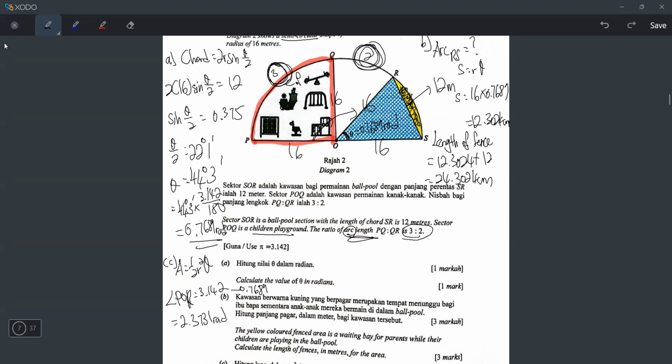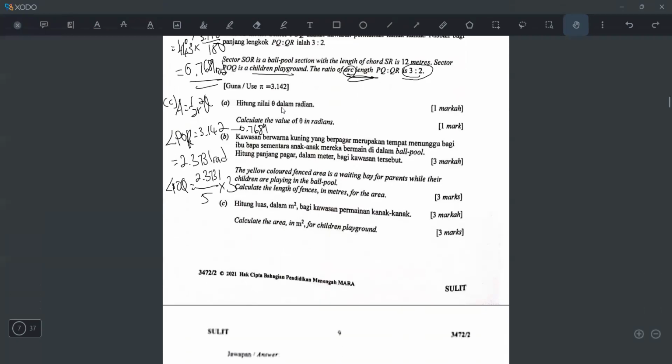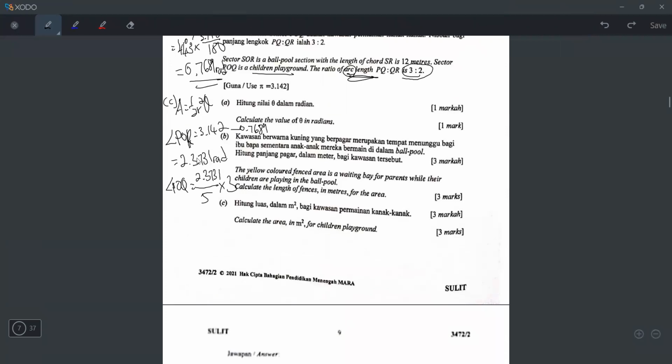But I want POQ. So if I want angle POQ, I will take 2.3731. I will divide by 5 portions first of all, because this is 3 portions, this is 2 portions. So I divide by 5 because I want to know how much 1 portion is, and then I will times 3. Because then I will know the angle for POQ. All right. So let's do this. So what is the answer? Divide 5 times 3.